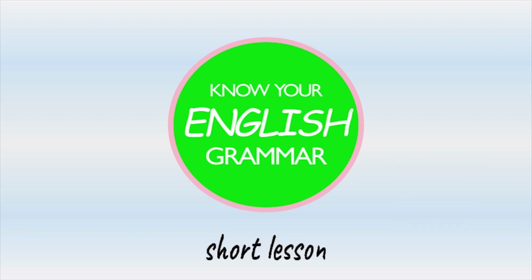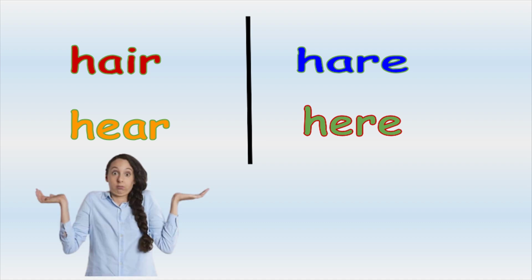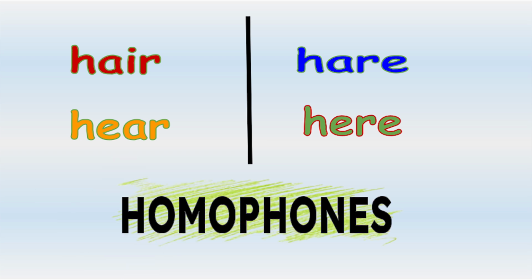Today's short lesson is on the difference between hair, hare, hear, and here. It's very common for English language learners to get confused when they have to use these words since they sound exactly the same, but they are spelt differently. In English language, these words are called homophones. Let's learn the difference between them.